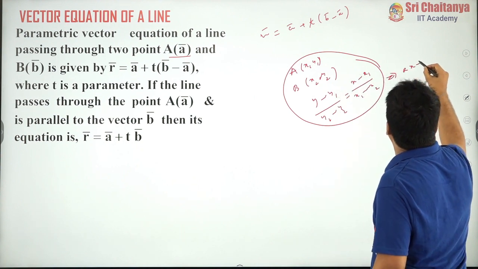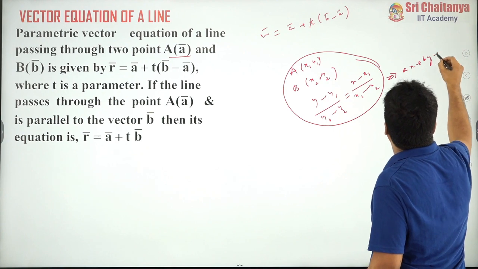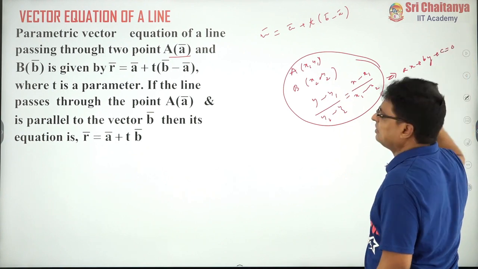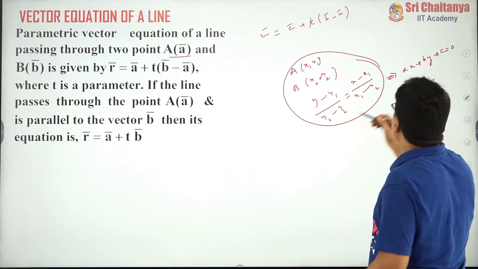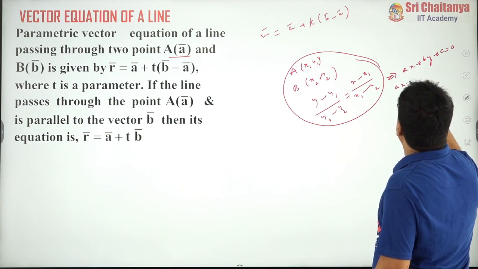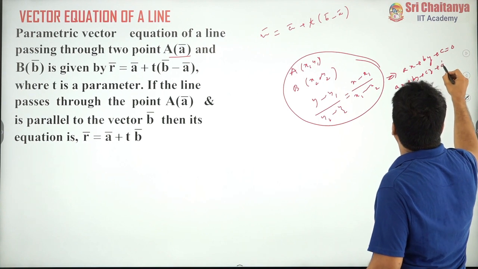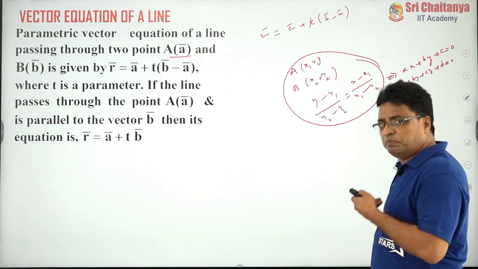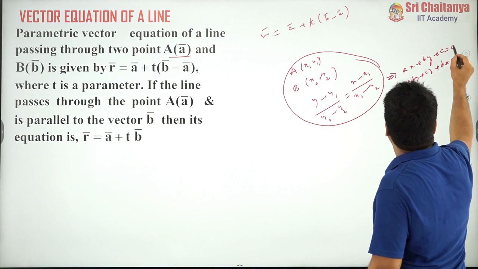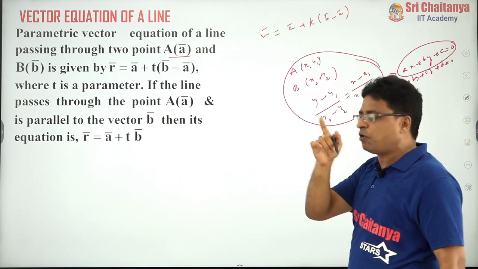Of course, the equation of the line in standard form in 2-dimensional geometry is like this, whereas in 3-dimensional geometry I am adding the extra term: ax plus by plus cz plus d equal to 0. This is the equation of a plane, I can say. Okay, this is the equation of the line since it is passing through 2 points.